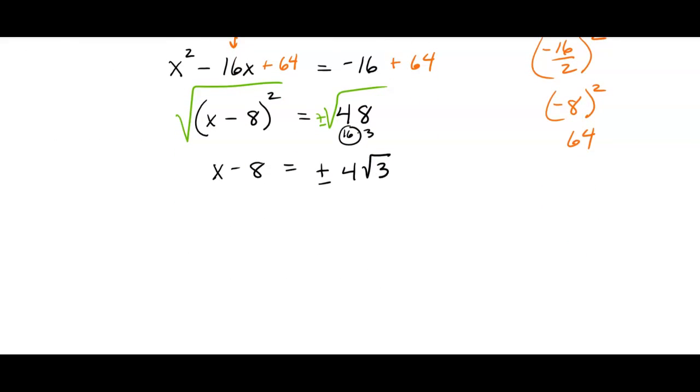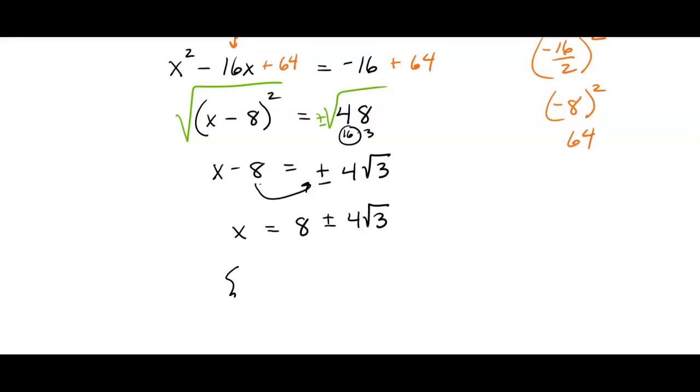So we use all these things that we've been learning. Now we have to do one more thing. The 8 needs to come over. So we're going to have x equals 8, positive 8 now, plus or minus 4 times the square root of 3. We don't have an imaginary part. This is a real number, but that's as simplified as it gets.